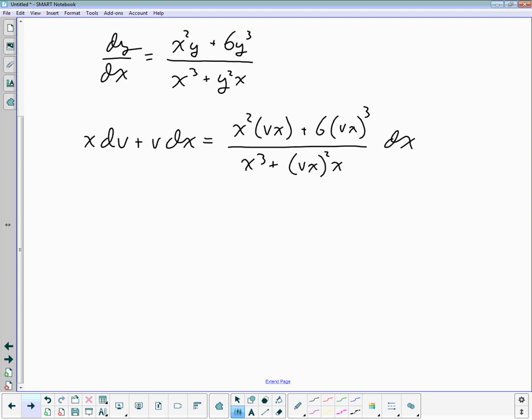Impossible? No. And now it's just a matter of cleaning stuff up. You will notice that you will have a GCD of an x squared. Strike that, x cubed.